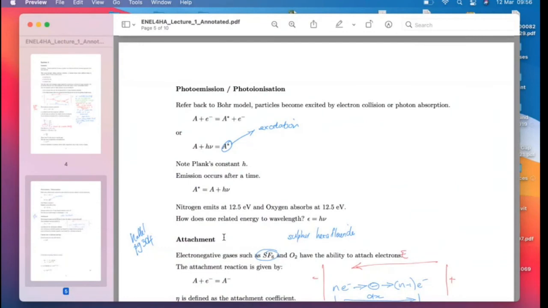Right, photoemission and photoionization. That's similar to what we spoke about with Bohr's model, where some sort of energy, photons, radiation can excite a molecule, or it can even have enough energy to ionize the molecule.